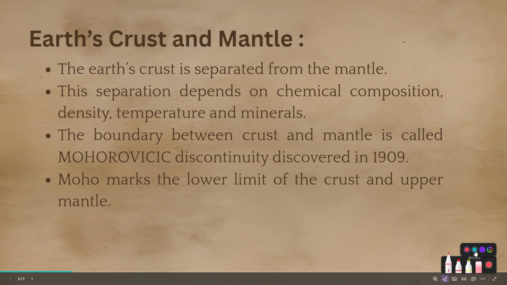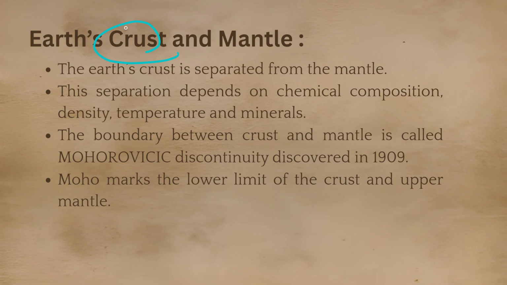Okay, so we have officially started a new chapter, that is materials of the Earth's crust, rocks, and minerals. We are going to talk about the materials of the Earth's crust. The crust, we know, is the uppermost layer. We will see what it is made up of.